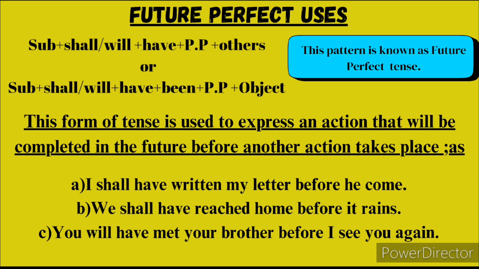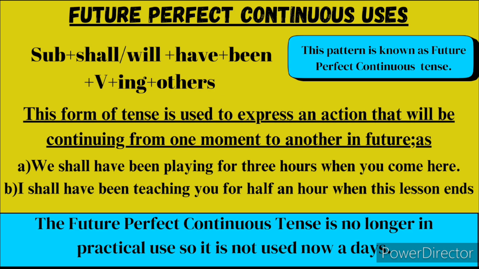Future perfect uses: subject plus shall, will, have, past participle plus others. Subject plus shall, will, have plus been plus past participle plus object. This form of tense is used to express an action that will be completed in the future before another action takes place. For example, I shall have written my letter before he comes. We shall have reached home before it rains. You will have met your brother before it sets.